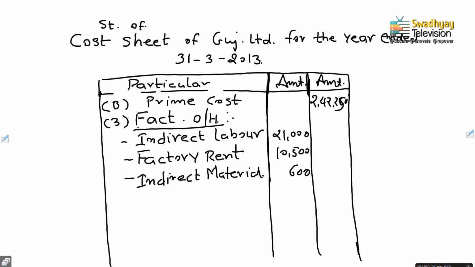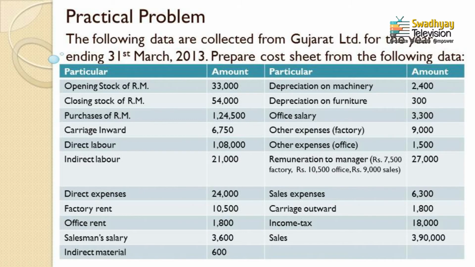The next item is depreciation on machinery. As I already mentioned, machinery is generally used in the factory. So the depreciation on machinery is considered a factory expense and would be recorded under the factory overheads. The amount of depreciation on machinery is 2,400. The next item is other expenses (factory), which is clearly given, that is 9,000 rupees.